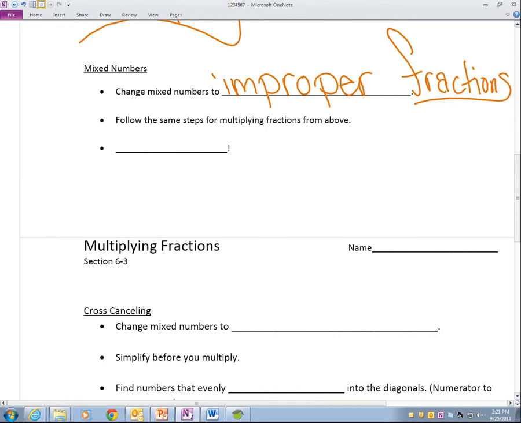Follow these steps for multiplying fractions from above. That's what they're talking about above it. And then, of course, we have to simplify.